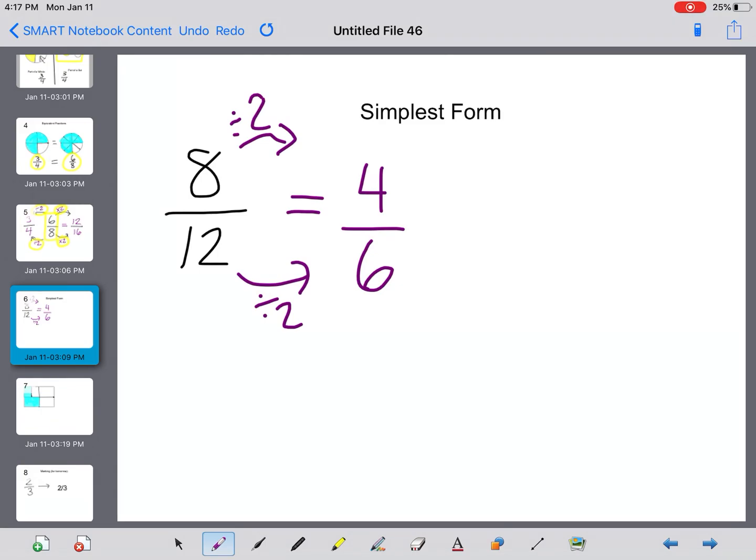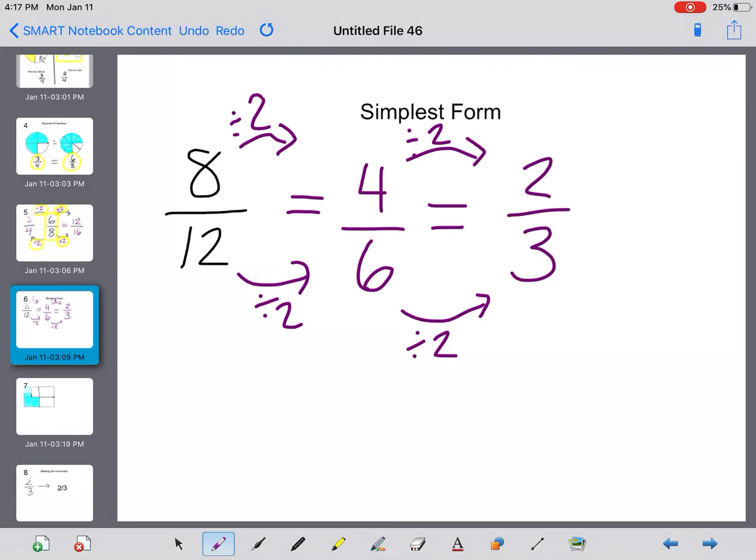So if you ever run into a situation like this where you can keep dividing, you can just keep dividing. So you notice, well, I've got 2 even numbers again. I can divide both of them by 2, and we end up with 2/3.